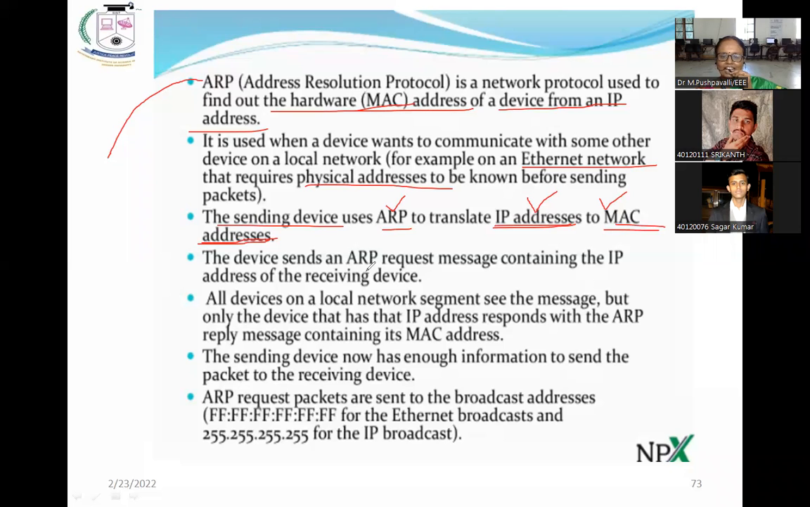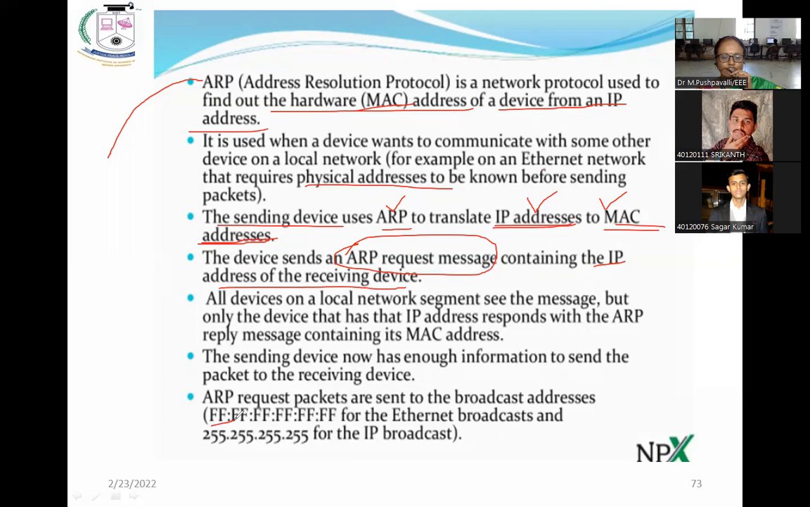So the device sends an ARP request message containing the IP address of the receiving device. You all understand that sending and receiving will be routed from my host to the destination path, and which will be my receiving device. ARP will send the request message containing the IP address of the receiver. The ARP packet is sent to the broadcast address.